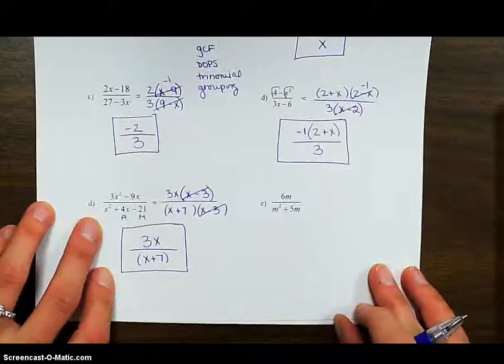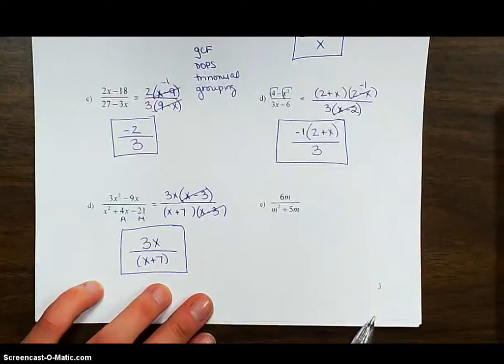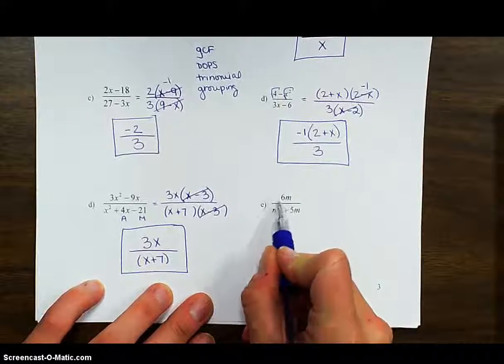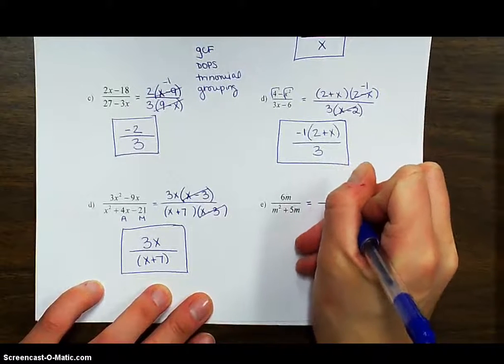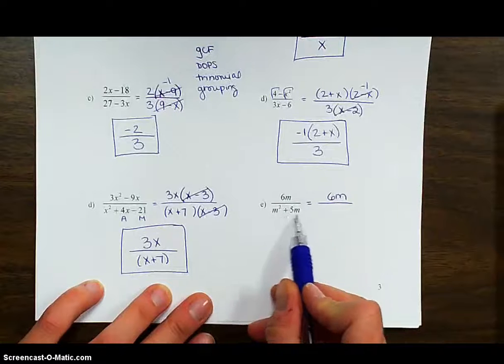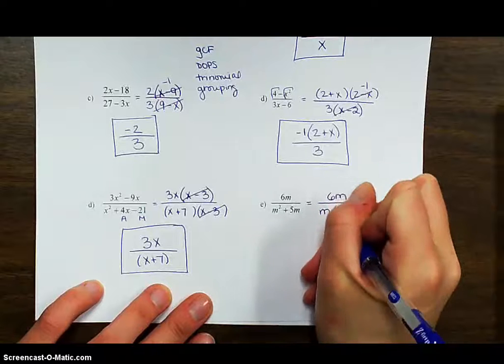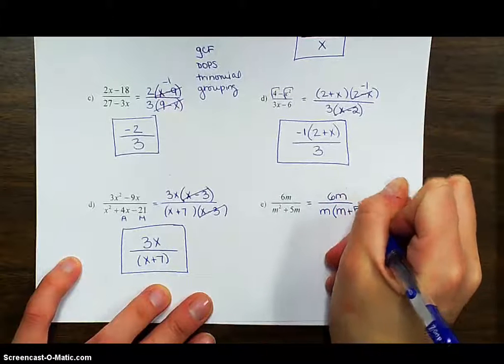Okay. Last but not least, letter E. The first thing we have to do is factor first. Can I factor the numerator? Nope, there's no pluses or minuses. It is just a monomial, so I keep that as 6m. Now if I look at the denominator, can we factor this? Yes, they both have an m in common. So my GCF is m, and then we're going to have an m plus 5.